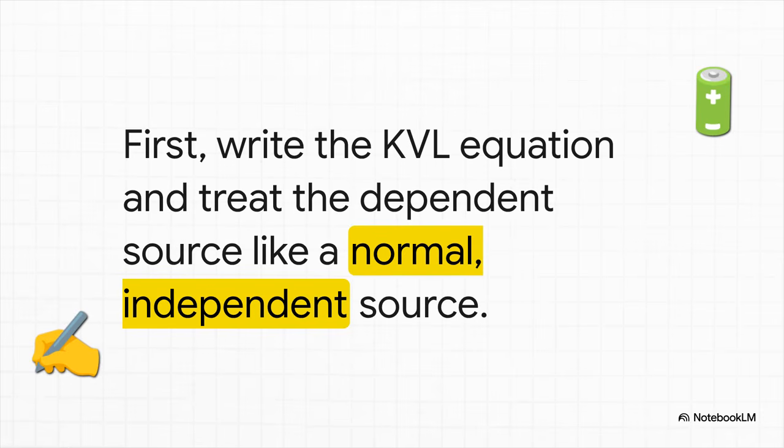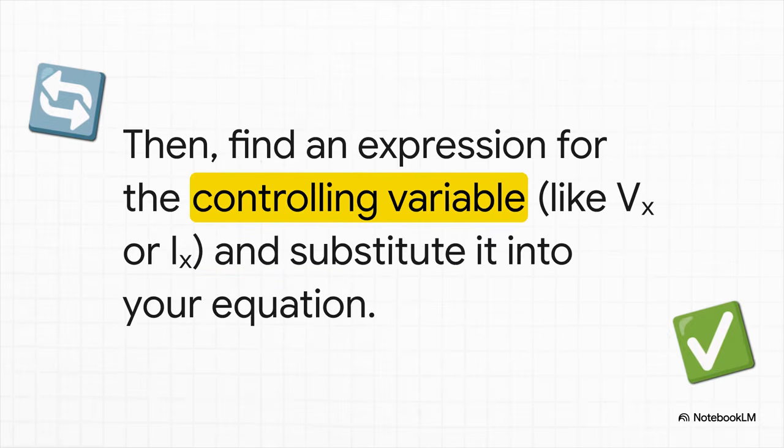If it's a voltage source, you just pop its value, let's say it's 5 times Ix, right into the equation, just like you would with a plain old 10-volt battery. Okay, and now for the crucial second step. Once you've got your equation written down, you go find that controlling variable, that Vx or that Ix.